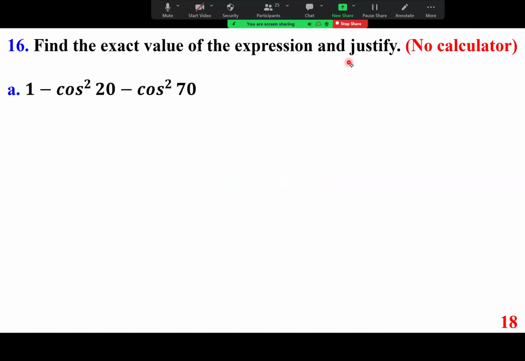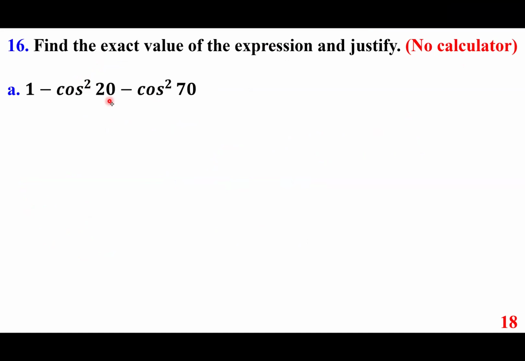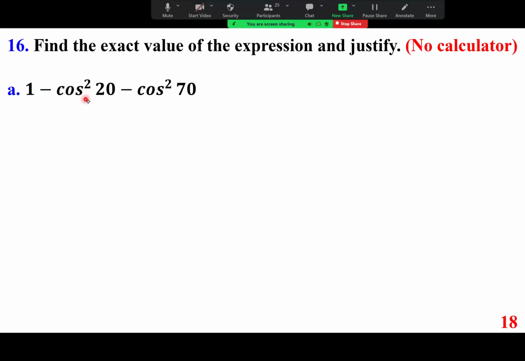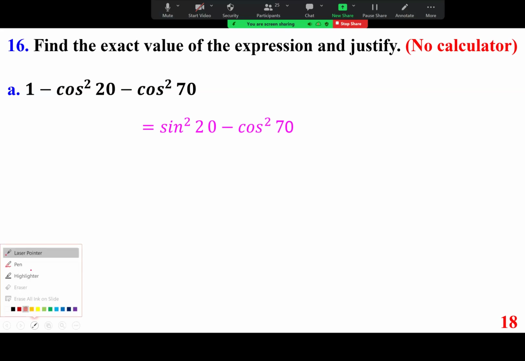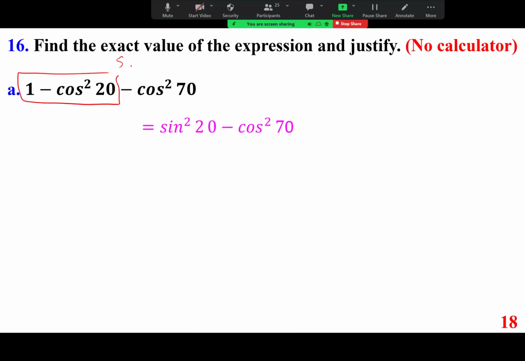Find the exact value of the expression and justify, no calculators. 1 minus cosine squared 20 minus cosine squared 70. Well, sine squared plus cosine squared equals 1. So 1 minus cosine squared 20 is the same as sine squared 20. Because sine squared, let's say x, plus cosine squared x equals 1. Okay, so this is equal to this.